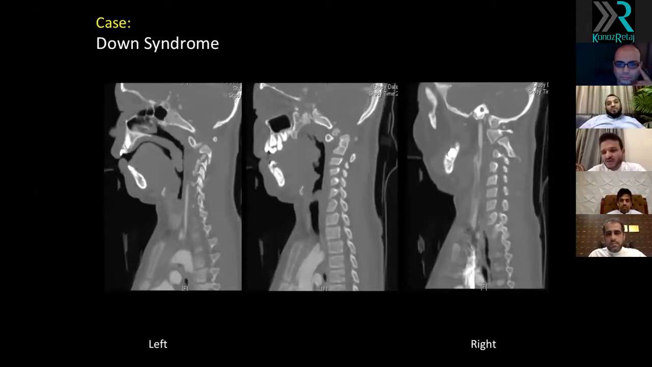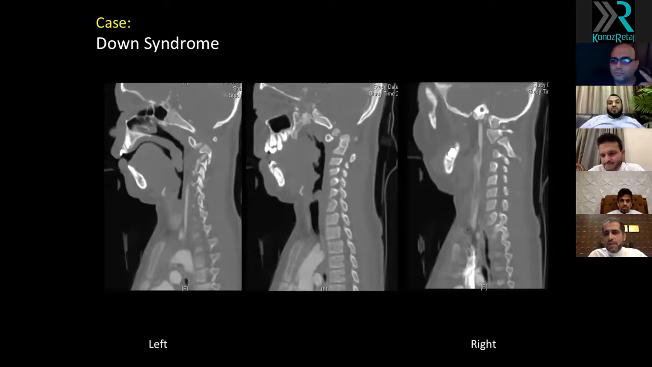You increase the weight very slowly under X-ray guidance, and you have to use neuromonitoring very carefully. You can lose the signals if you do intraoperative traction without monitoring. So that can be dangerous when the patient is not awake.